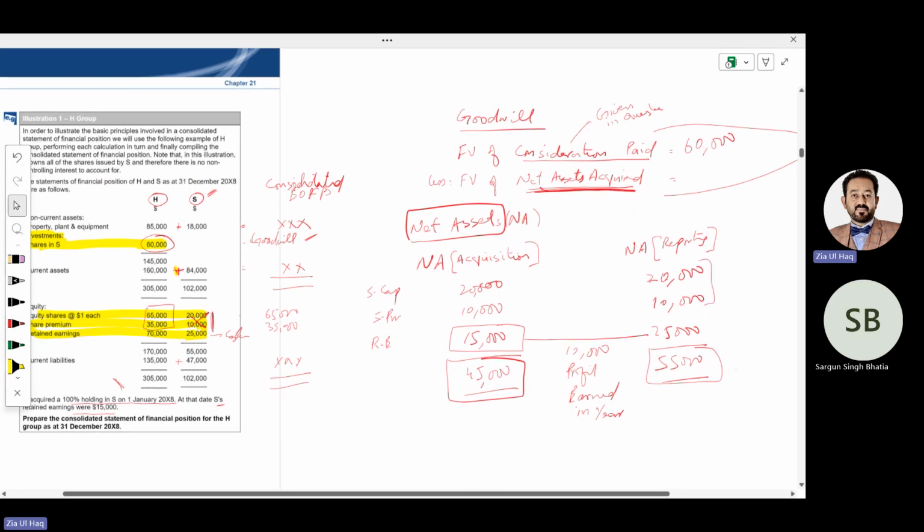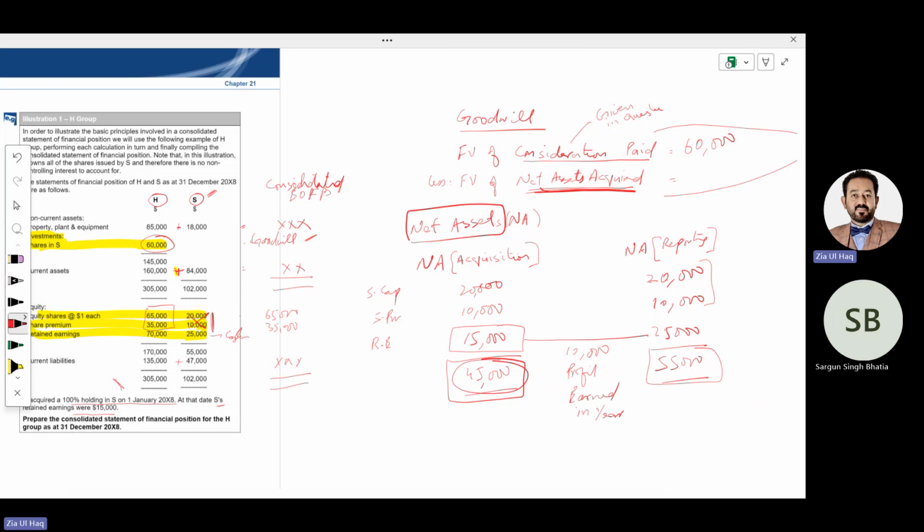And what is the fair value of net assets acquired? Fair value of net assets acquired is the fair value of net assets at the time of acquisition, that is 45,000. So what could be the goodwill? 15,000 is the goodwill in this question.